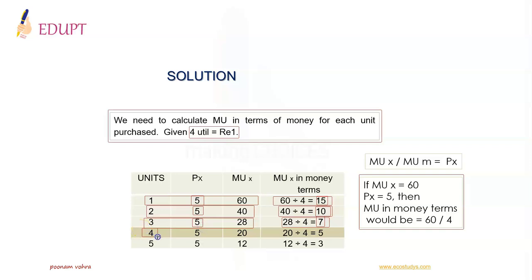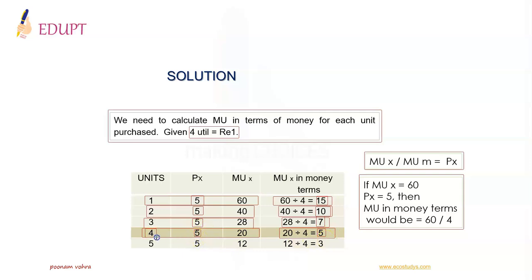By consuming 4 units, price remaining the same, marginal utility is 20. So in money terms, it would be 5. Here we find that the benefit he receives is exactly the same as the price that he pays. Or we say marginal utility of X by marginal utility of M is equal to price of X, implying that what the consumer is willing to pay and what the consumer actually pays is the same.